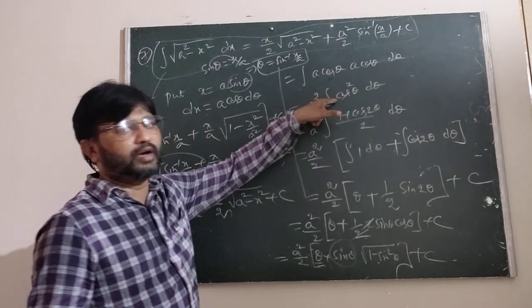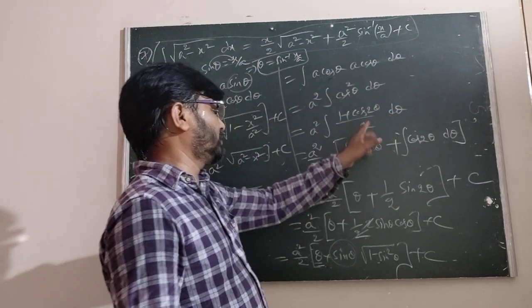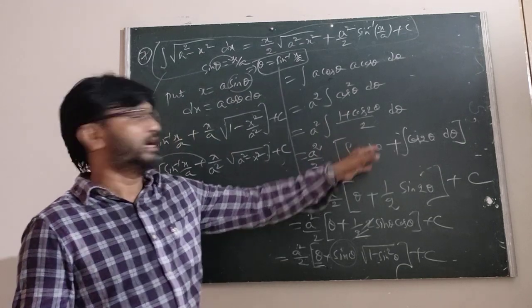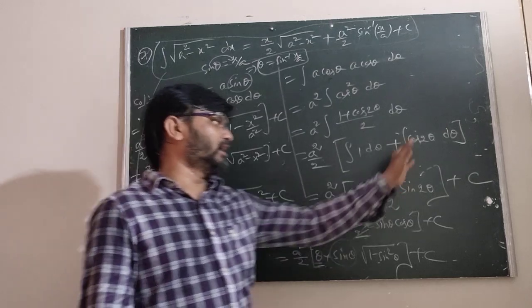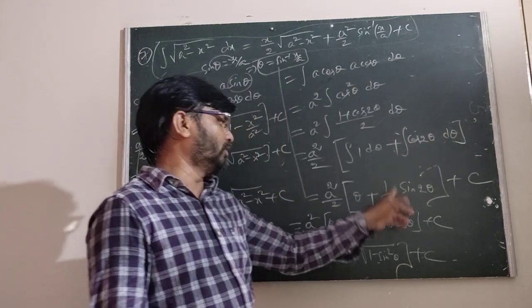We know that the formula of cos square theta is 1 plus cos 2 theta by 2. After that, we can write the 1 by 2 at the beginning. The remaining is 1 into d theta and cos 2 theta into d theta. Integral of 1 d theta is theta. Integral of cos 2 theta is sin 2 theta into 1 by 2.